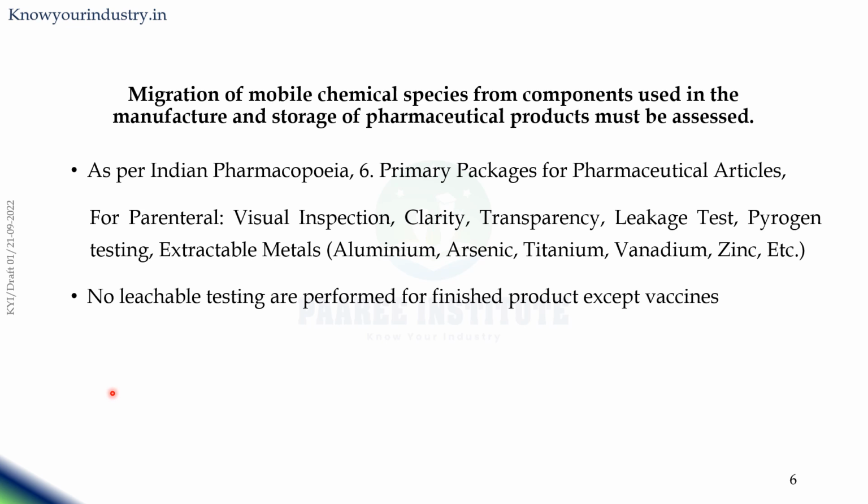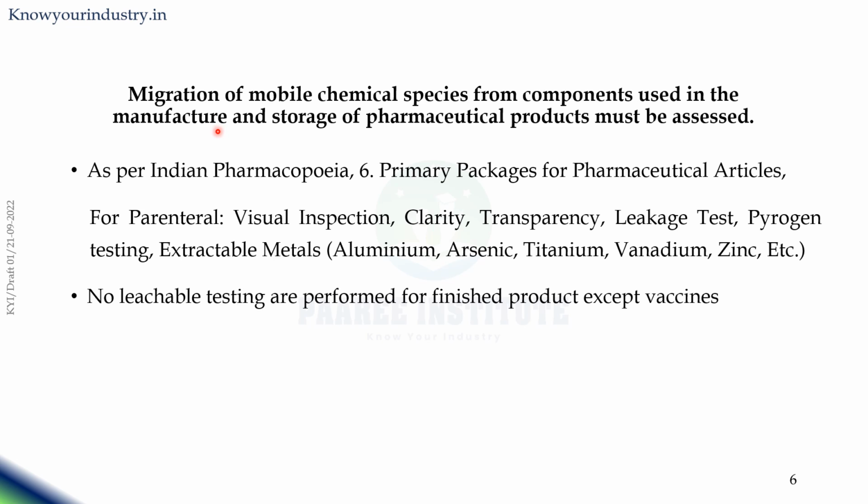Otherwise, the impurities can be formed from the migration of chemical species from the components used in the manufacturing process as well as the storage devices of the pharmaceutical products. For example, you are filling the product in a plastic container or you are using a silicone tube during the manufacturing of the product.